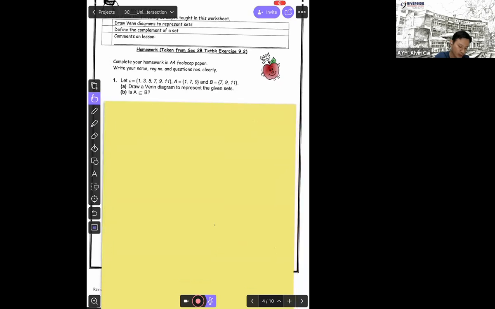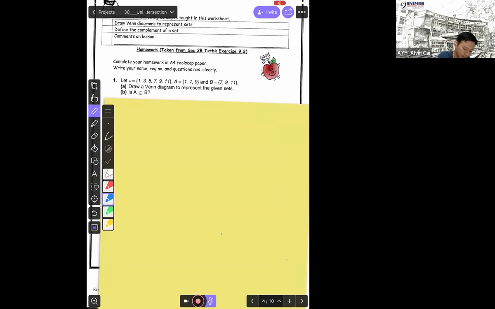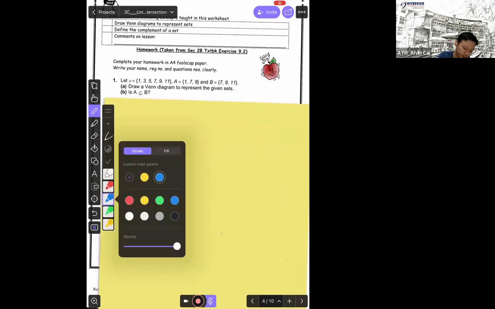Okay, so question one. We are given the universal set, and we have set A and set B. We are supposed to draw a Venn diagram. This is a very level 1 question, which means it's one of the easier ones. So how do we do this type of question?